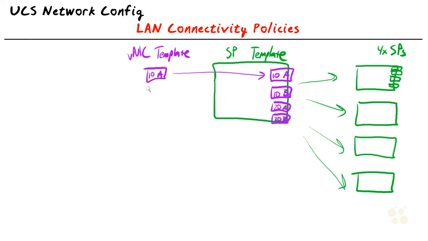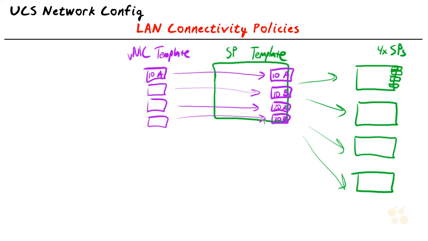Which means that if I'm going to create VNIC templates for this, it's actually a 1-to-1 ratio. And I end up creating 4 VNIC templates and mapping them all to individual VNICs within the service profile template. You might say, well, what's the point of a VNIC template then? What does that do for me?